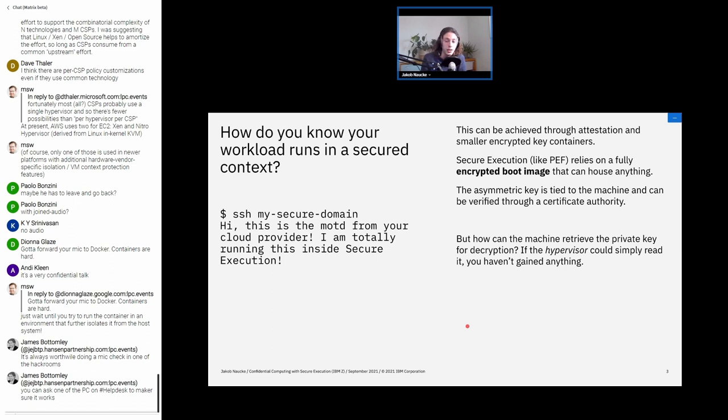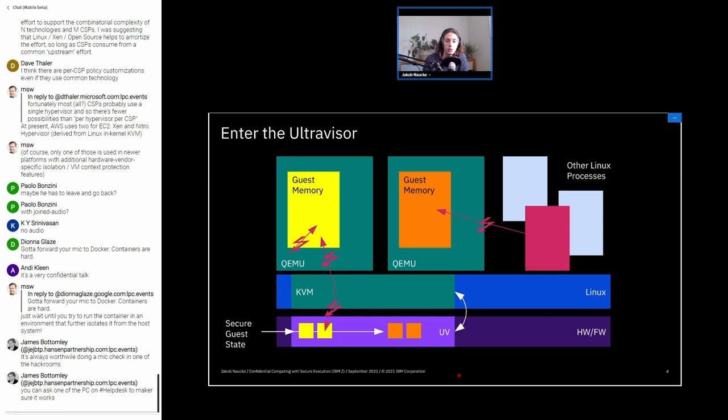But the problem that you have to solve now is retrieving that private key for decryption. Because if the hypervisor could just read it, then you haven't really gained anything. Then a rogue admin, a hypothetical admin with root access, could still get that key and do malicious things with it. And that's where what we call the ultravisor comes in. The ultravisor is implemented in hardware and firmware. When you boot a Secure Execution guest, the hypervisor will immediately reboot to the ultravisor. And that will be able to decrypt the secure image and will handle guest memory pages. And those will not be available to KVM or QEMU or other Linux processes.